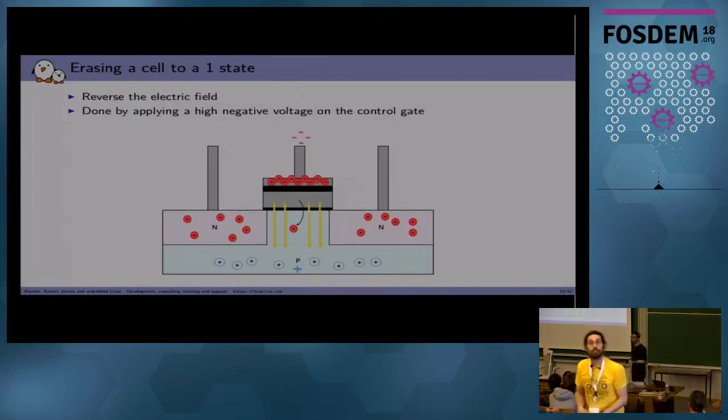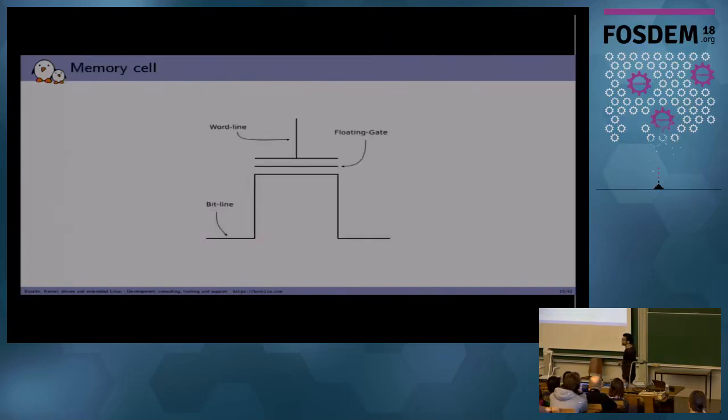In the other way around, if you want to erase the cell, you have to apply a high negative voltage on the gate. So putting a lot of electrons on the gate, repelling all the electrons in the floating gate back into the substrate. This is my MOSFET, actually my floating gate transistor, but the figure is just much simpler. You still have the floating gate here. This was the gate, also called the word line, we'll see why. And both external legs are called the bit line.